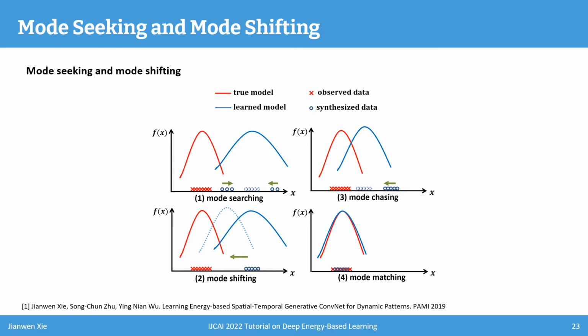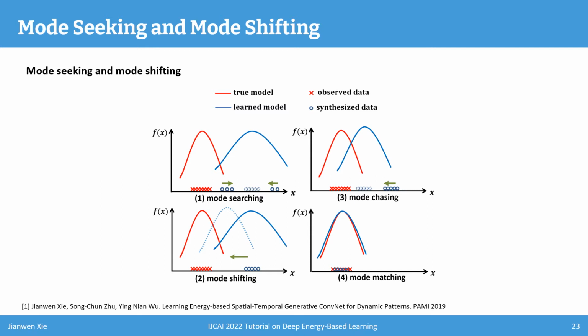The analysis by synthesis learning algorithm is a mode-seeking and mode-shifting process. Here is an illustration. The red curves and blue curves represent the negative energy landscapes of the true model and the learned model, respectively. The red crosses indicate observed data, and the blue circles indicate the synthesized data.